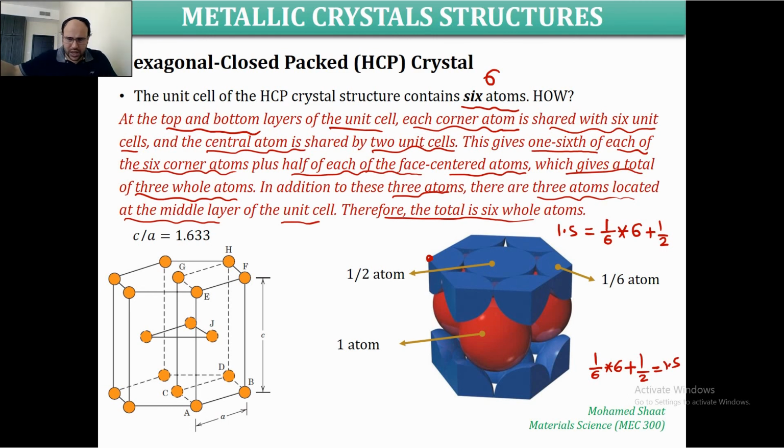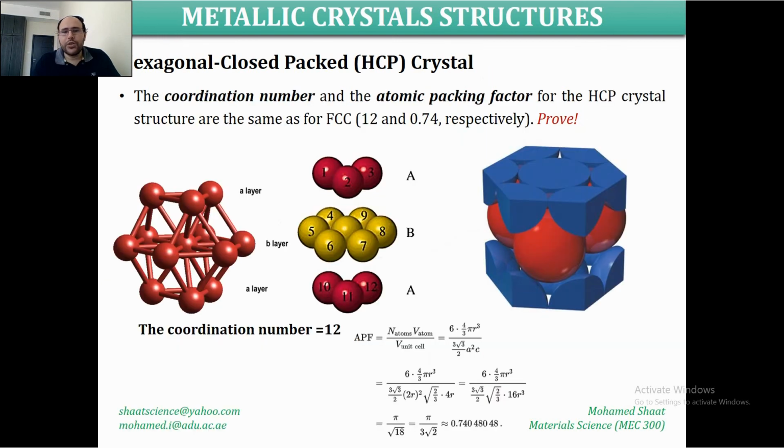So it is 1/6 at the corners and 1/2 in the center of the top and lower surfaces. This gives 1/2 on the top, 1/2 on the bottom, in total 3, and 3 in the middle layer gives 6 atoms that form the HCP crystal structure. How about the atomic packing factor and the coordination number? Let us start with the coordination number.